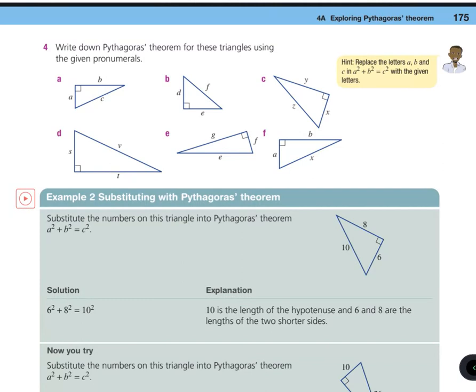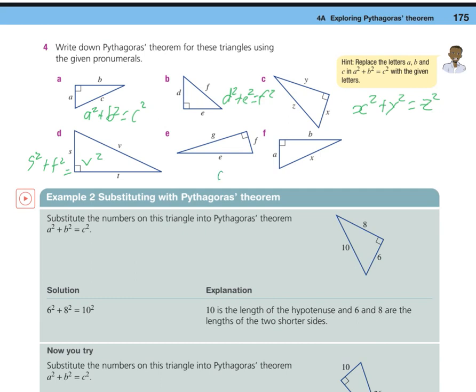Write down the Pythagoras theorem for these triangles using the given pronumerals. So this one, the classic, a squared plus b squared equals c squared. This one, d squared plus e squared equals f squared. Next one will be x squared plus y squared equals z squared. This one will be s squared plus t squared equals v squared.